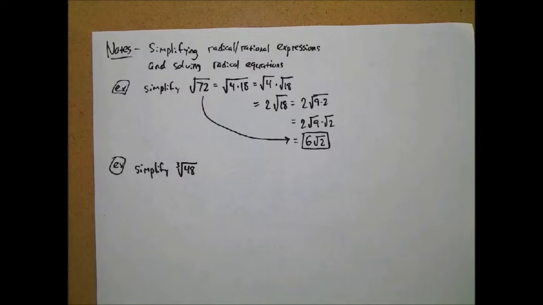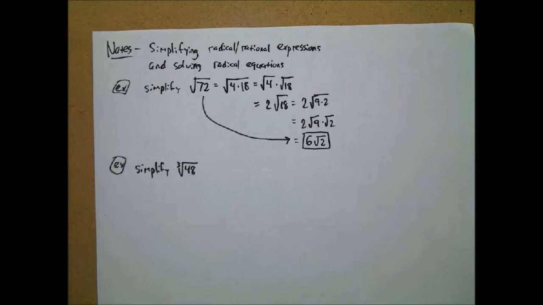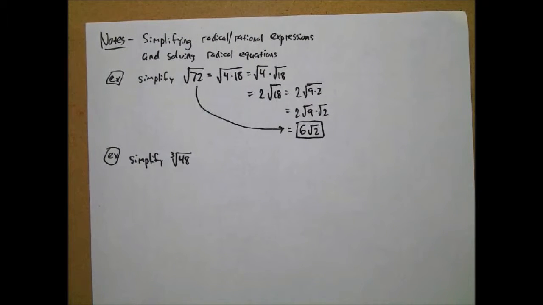16 is not a perfect cube. It does divide 48, though. Yes, it's a perfect square. But here, remember, since we're doing the cube root, we're looking for perfect cubes. So think about your perfect cubes. 1 is a perfect cube. 0 is a perfect cube. 8 is a perfect cube. 27 is a perfect cube. Any of those divide 48 evenly?